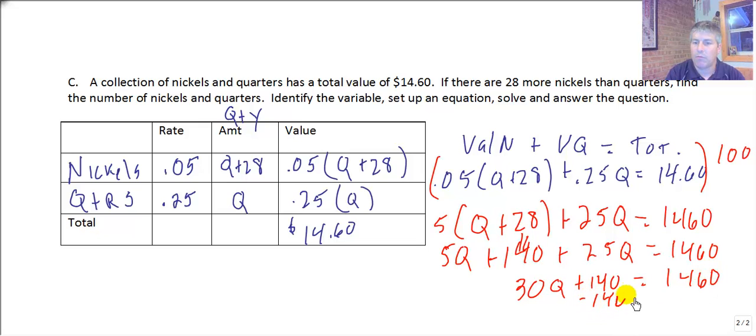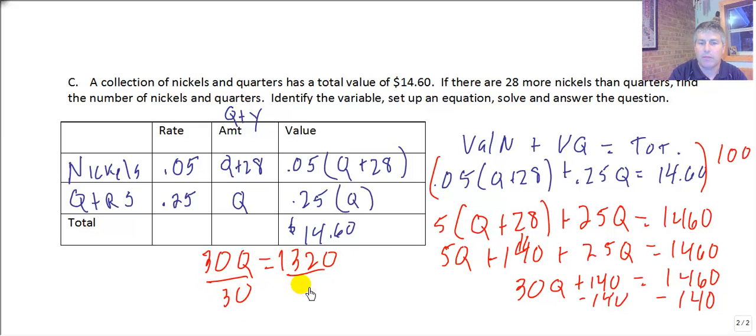We'll subtract 140 from both sides. And we get, I'm going to go over here where I got some room, 30Q equals 1,320. Divide both sides by 30, and I get Q equals, well, I can do simple math, 132 divided by 3, and I get Q equals 44. So I have 44 quarters and 72 nickels.